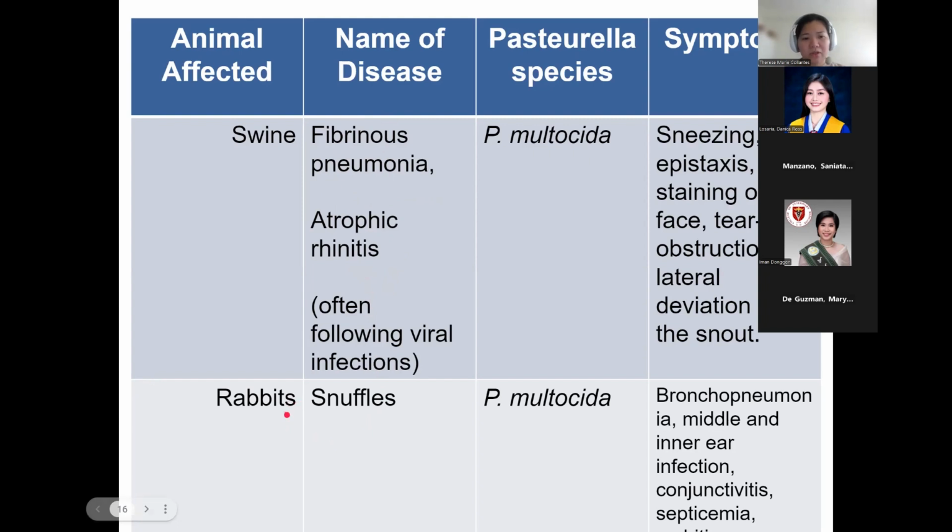In rabbits, there is a disease called Snuffles, and this is caused by your P. multocida. The symptoms are bronchopneumonia, middle and inner ear infection, conjunctivitis, and septicemia.